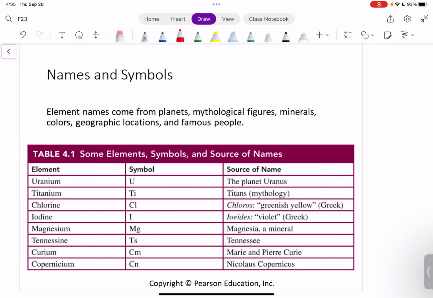All right, so all of the elements on the periodic table have different names, and those names come from all kinds of different things like planets, mythological figures, geographic locations, some of the people who discovered them, famous scientists and stuff like that. So I think that's pretty cool.